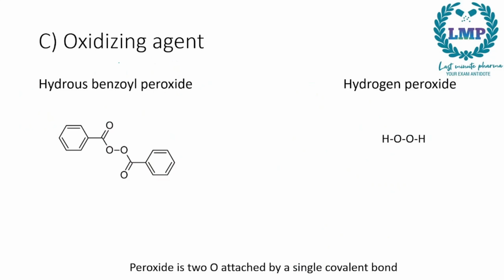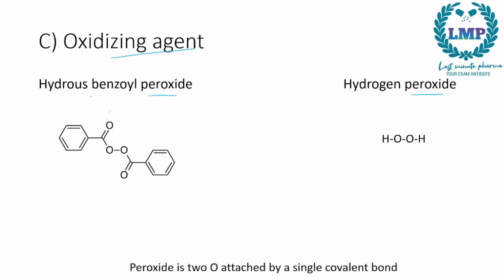Next we have the oxidizing agents. In oxidizing agents, I said we will have peroxides. Now we have hydrous benzoyl peroxide and hydrogen peroxide. Now how do we remember this? Hydrous benzoyl peroxide and hydrogen peroxide. Now peroxide is when two oxygens are attached, between two carbons. So two oxygens attached by a covalent bond, and they should be between two other carbons.